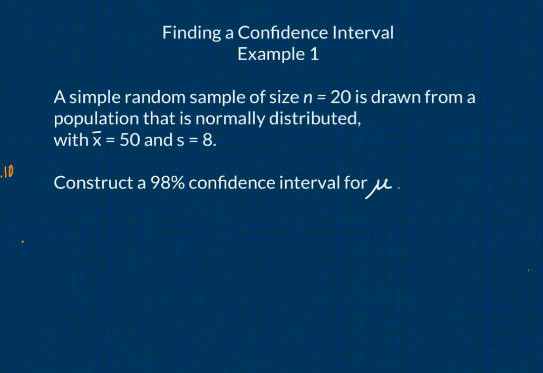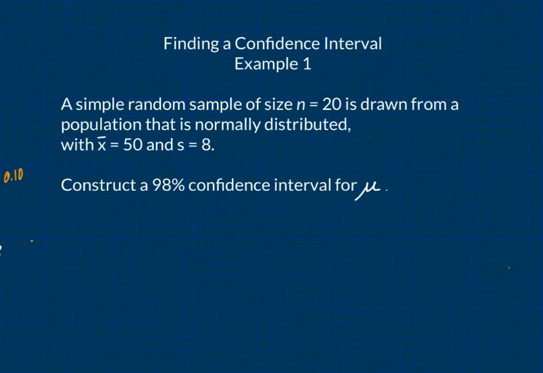So here's the first example. A simple random sample of size n equals 20 is drawn from a population that is normally distributed with a sample mean of 50 and a sample standard deviation equal to 8. We are asked to construct a 98% confidence interval for mu, for the mean of the population, because that is always our goal. Take our sample and say something about the population. We will deal with the confidence interval first.